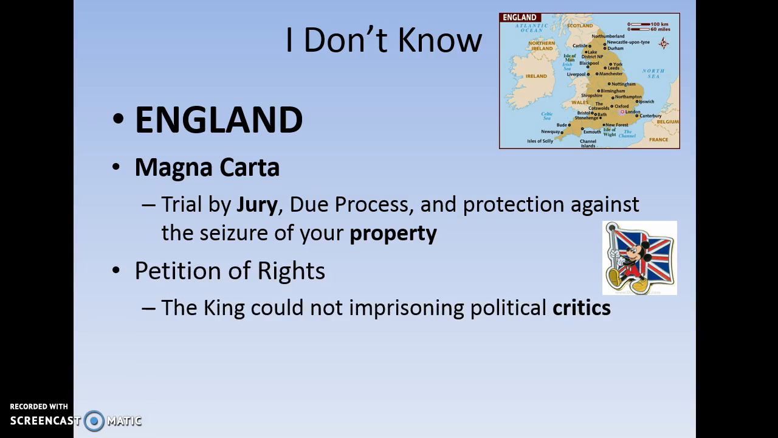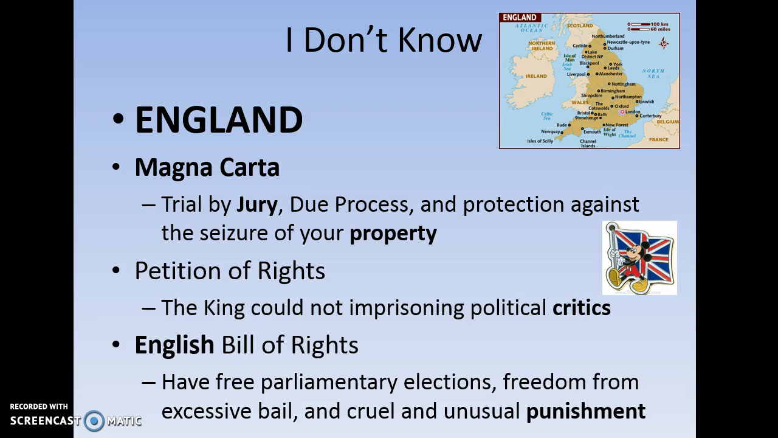You have the Petition of Rights, which means that the king couldn't imprison political critics just for any old reason they wanted. And then you had the English Bill of Rights, which gave Parliament, which is like England's Congress, more power.